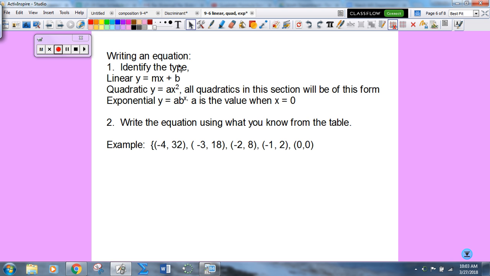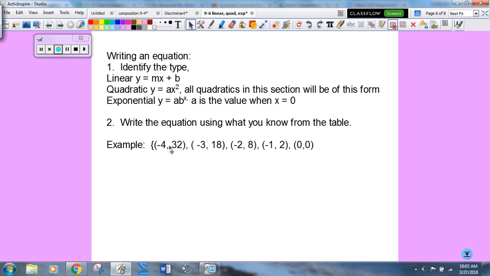Now we're going to write an equation. So first of all, we're going to identify what type. Linear, we're going to use y equals mx plus b. Quadratic is y equals ax squared. We're not going to worry about doing where there's a b and a c. Exponential, y equals a times b to the x. A is the value when x is 0. Write the equation using what we know.